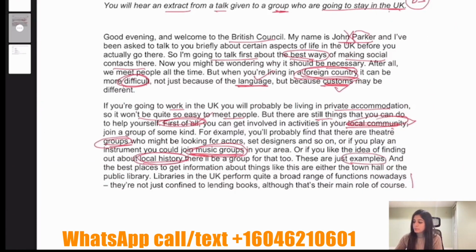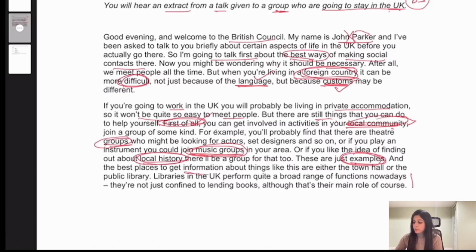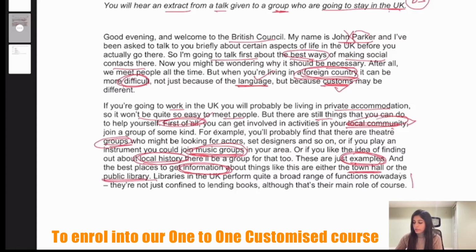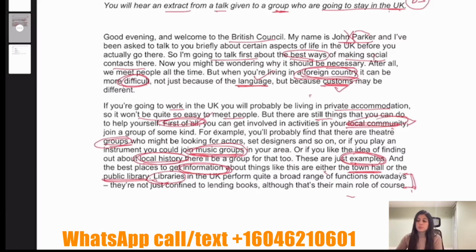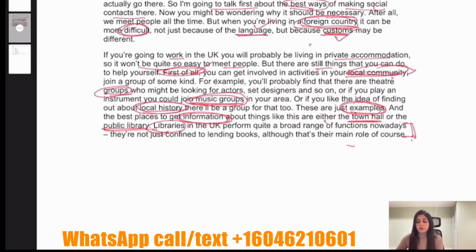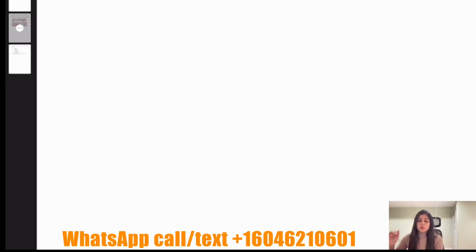These are just examples. So examples, this is another keyword. And the best places to get information, this is another keyword. About things like this are either the town hall or the public library. Now they have an extra sentence on libraries. So this is how you come up with the keywords. Once you underline the keywords, you will be able to figure out the answers in a better manner. That's the reason it's important. In fact, it's very, very crucial to listen to these keywords and their synonyms.